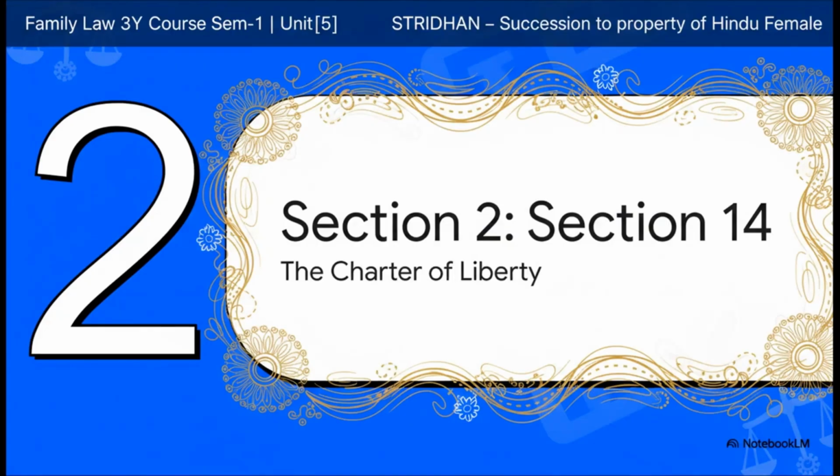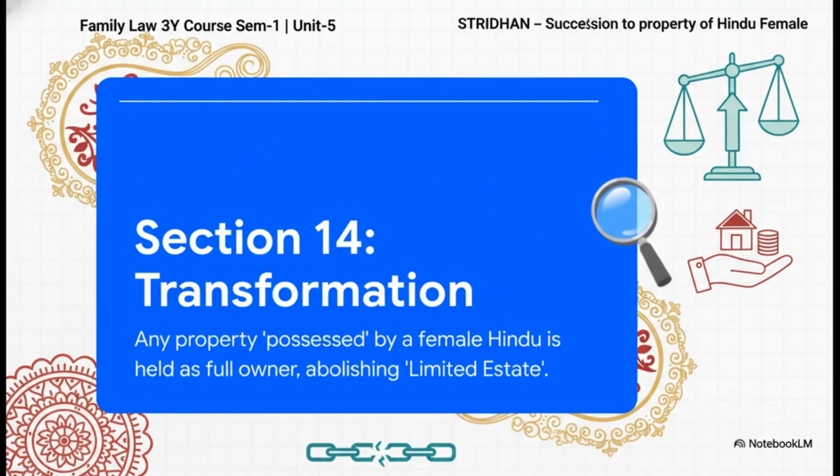And that brings us to the single most important provision in this entire story, Section 14 of the Hindu Succession Act. Honestly, you can think of this as the Charter of Liberty for Hindu women's property rights. It was one powerful section that completely redrew the map. So, what did Section 14 actually do? Well, it was beautifully simple. It took those 2 separate types of property we just talked about, and it made them one. It declared that any property a Hindu woman possessed was hers absolutely, as a full owner. Just like that, the old concepts of Stridhan and limited estate were gone.